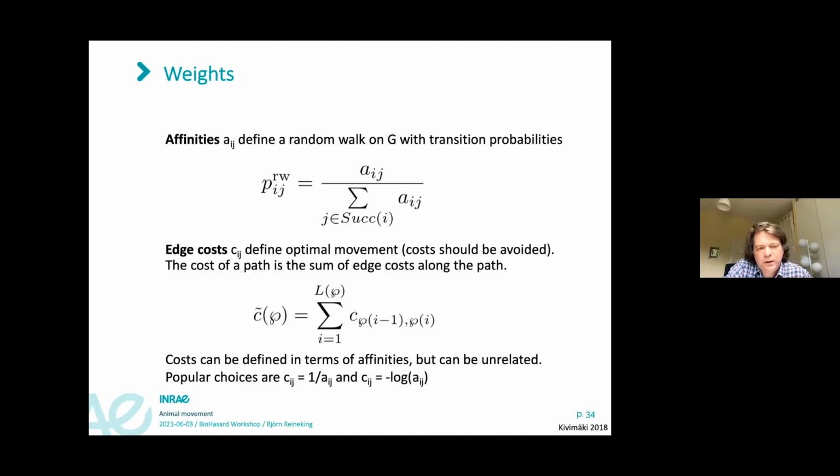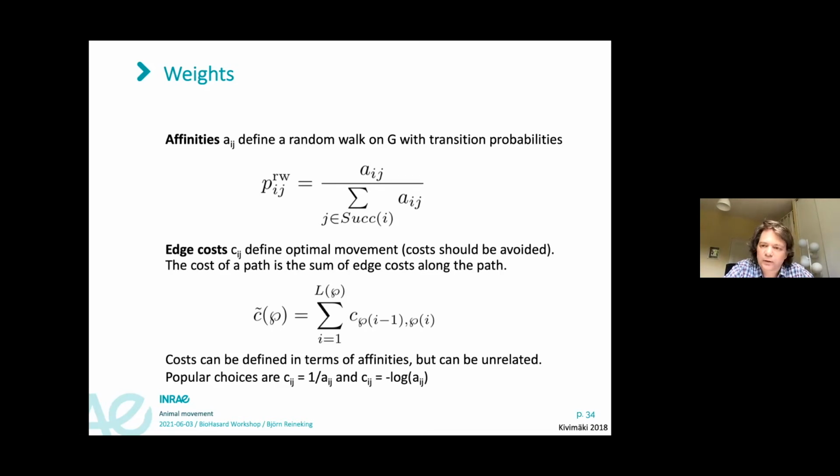So this looks very much like the type of function we would use for step selection. That is also one of the reasons why step selection functions are often used to parameterize these graphs. It looks very similar in approach, although here in this graph we are only looking at the immediate neighbors, whereas in the step selection function we typically look at much larger spatial areas covered from one step to the next. So it's not necessarily obvious how the affinities in these two approaches map onto each other. The second way of defining weights is via edge costs.